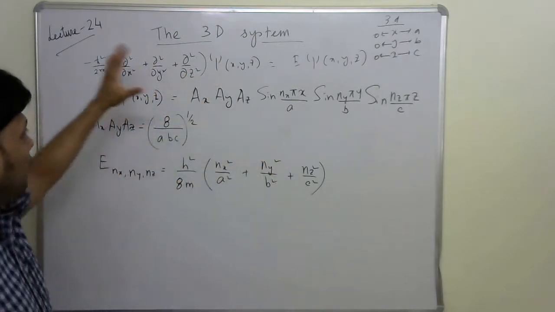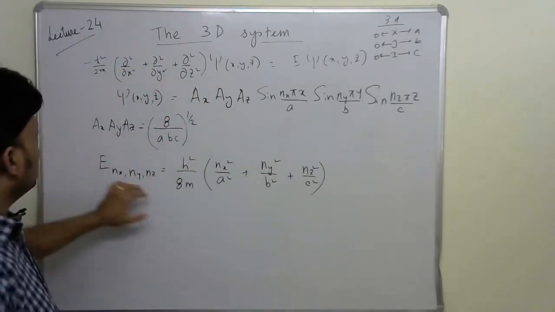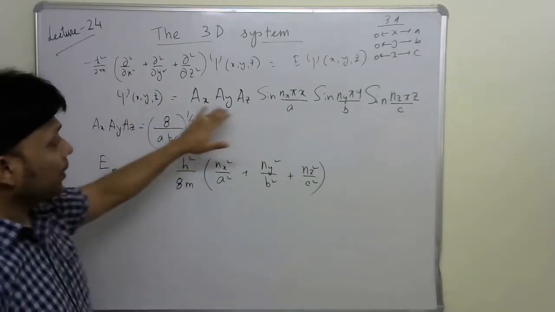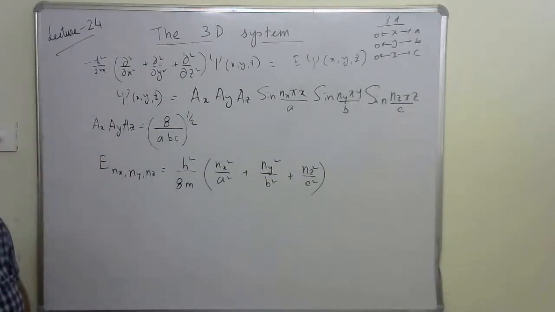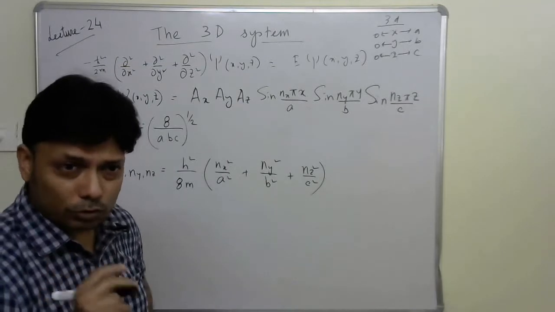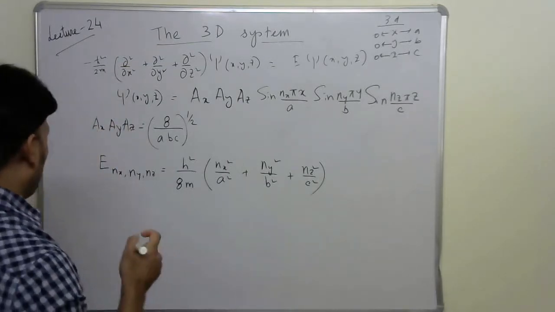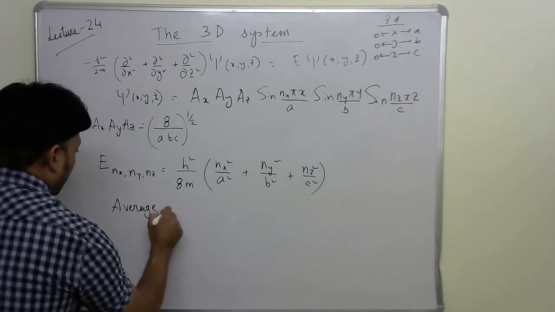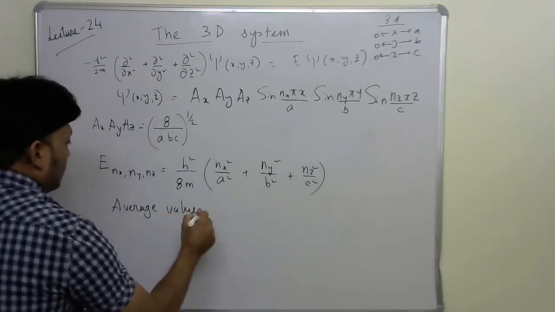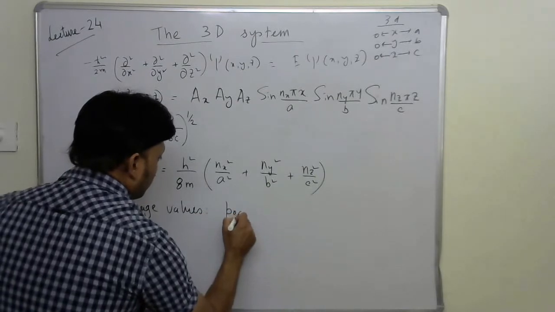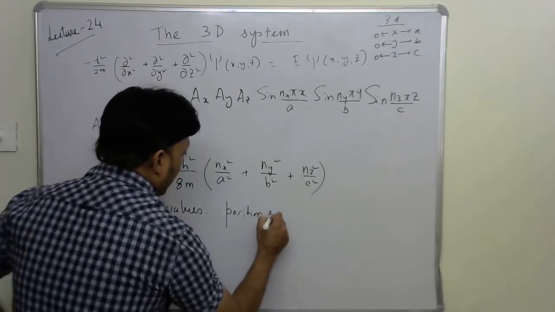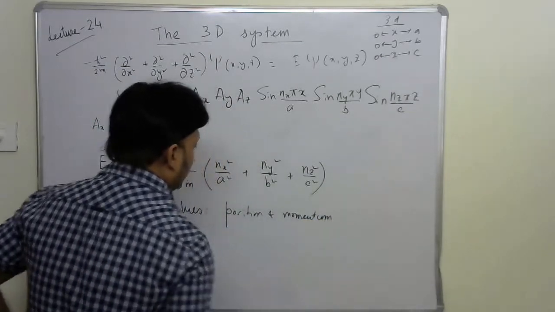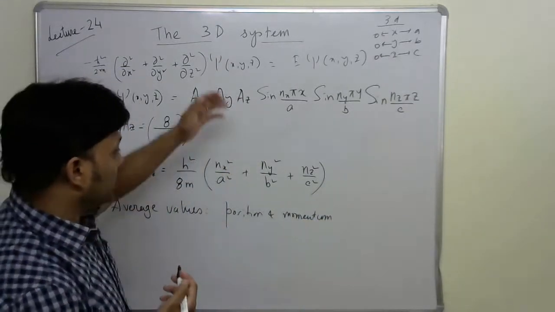Now as we have understood how the solution for a particle confined in a 3D box came, we have to find out, or verify, 2 more things. That is, what are the average values? Alright, so average values of what? Average values of position and the momentum for a particle confined in a 3D box.